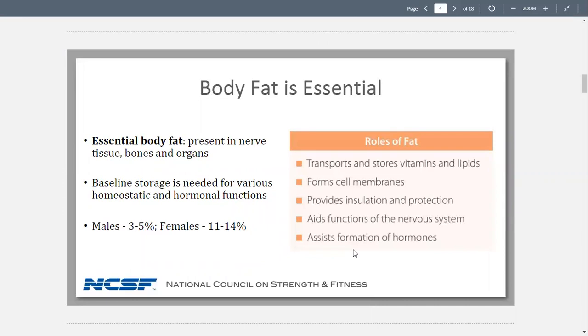Roles of fat: it transports and stores vitamins and lipids. Vitamins A, D, E, and K are all fat-soluble and stored in fat. Fat cells form cell membranes, provide insulation and protection, aid functions of the nervous system, and assist formation of hormones.